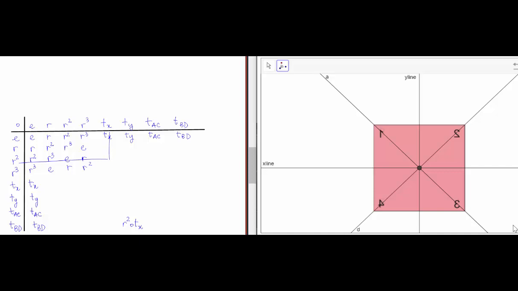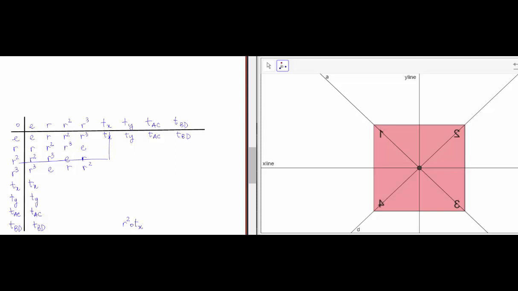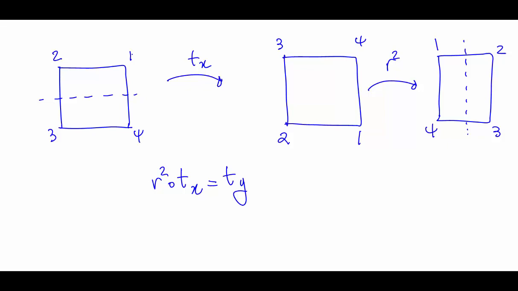So we get this configuration here. Originally we have 1, 2, 3, and then 4, right? But now, after we perform these symmetries, we have here 1, 2, 4, and then 3. Okay, so let's see what happened. If I start with the square 1, 2, 3, 4, and then we apply a reflection about the x-axis, we get this configuration here. And then if we follow by rotation counterclockwise by 180 degrees, we get this configuration here. And you notice that this is essentially just a reflection about the y-axis. So R square composed with TX is going to be TY.